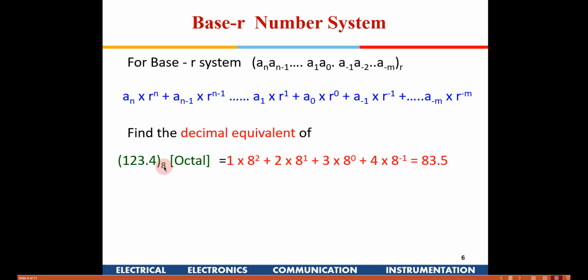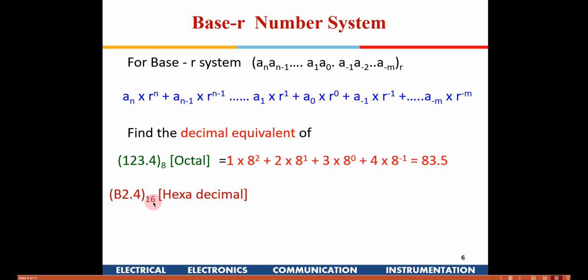Now if you have to write it in decimal, what we are going to do is this: 3 into a to the power of 0 plus 2 into a to the power of 1, and this one a to the power of 8 square. Okay, similarly 0.4, so plus 4 into a to the power of minus 1, so you get this value. Similarly, I have B2.4 hexadecimal number.